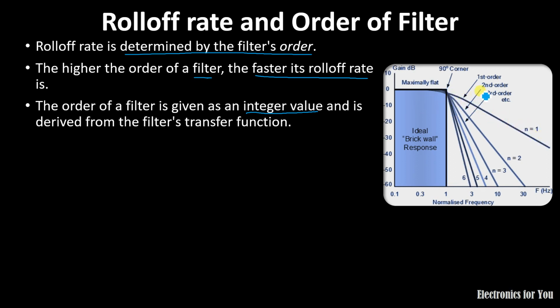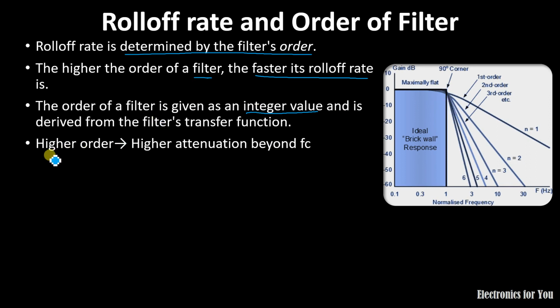Then for second order filter, as you can see here, the roll off rate is faster. Then for third order again it is faster. Then fourth, fifth and sixth it is continuously going faster. So like that, if the order of the filter is increased, then we will have a faster frequency response, a faster roll off rate. It means that higher order will have higher attenuation beyond fc. Fc means the cutoff frequency.